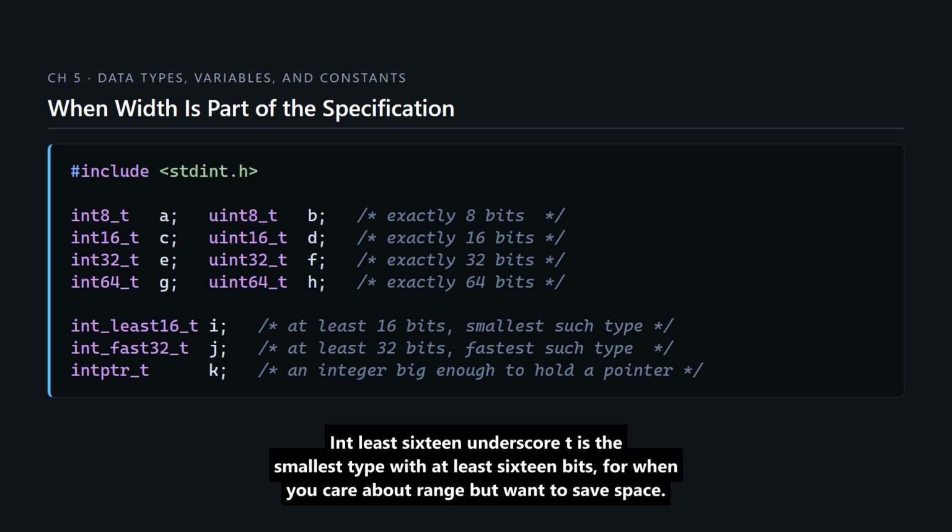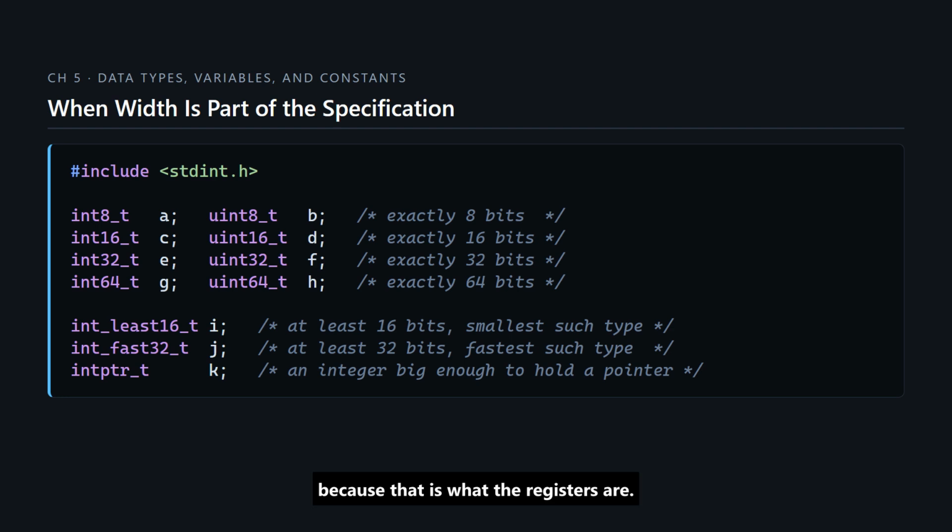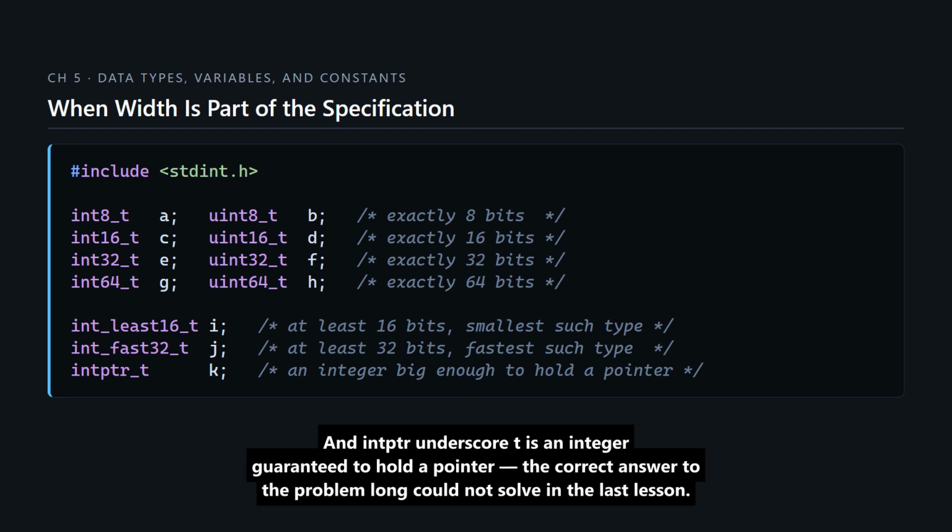int_least16_t is the smallest type with at least 16 bits, for when you care about range but want to save space. int_fast32_t is the fastest type with at least 32 bits, which on a 64-bit machine is often actually 64 bits wide, because that is what the registers are. And intptr_t is an integer guaranteed to hold a pointer, the correct answer to the problem long could not solve in the last lesson.